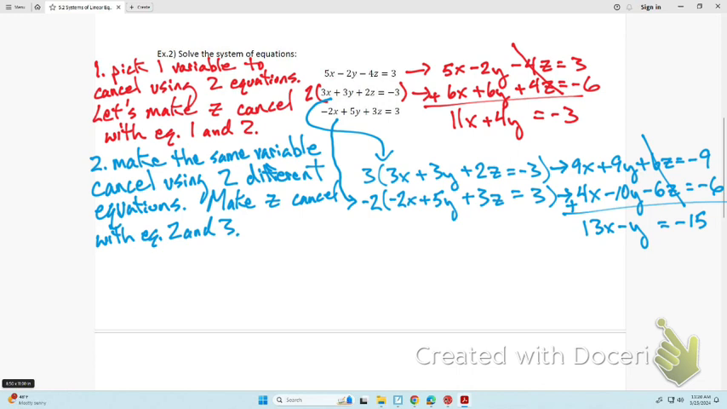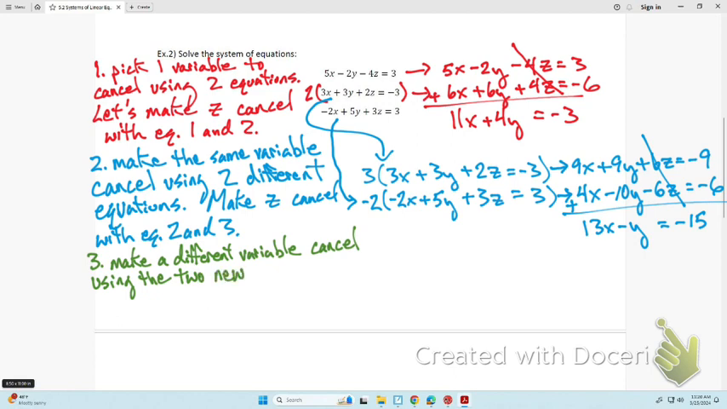All right, now I have two new equations. It's almost like a new system. So step 3, we're almost to the end. Hang in there. Make a different variable cancel using the two new equations.